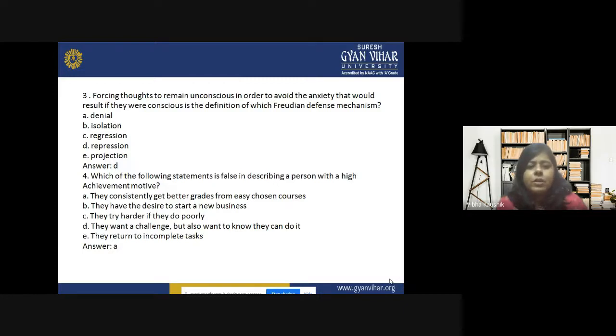That is repression. Now the fourth one: which of the following statements is false in describing a person with a high achievement motive? Now the options are: A. They constantly get better grades from easy chosen courses. B. They have the desire to start a new business. C. They try harder if they do poorly. D. They want a challenge but also want to know they can do it. E. They return to incomplete tasks. So these are the options, students, and the correct one will be option A. That is, they constantly get better grades from easy chosen courses.